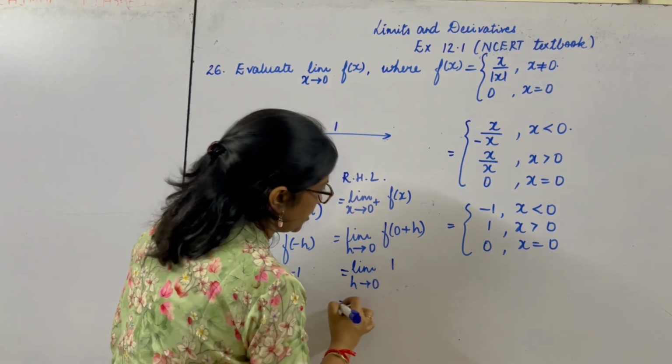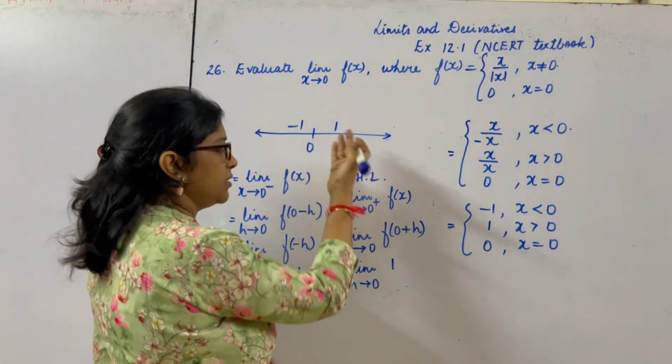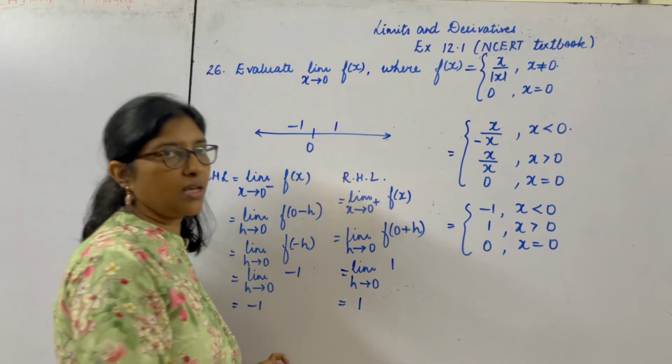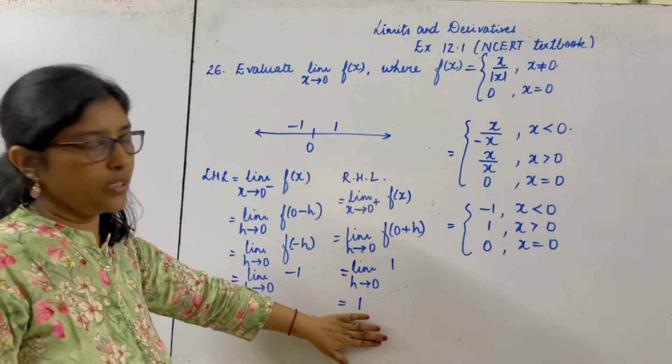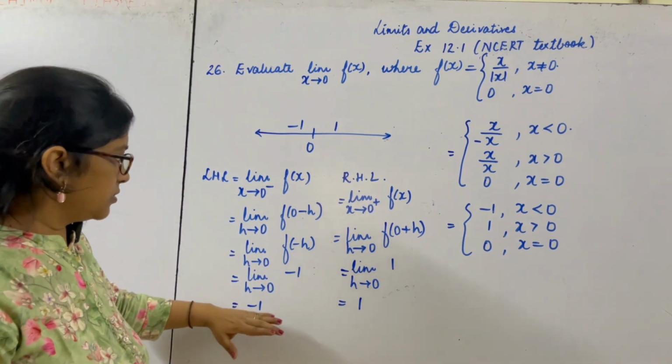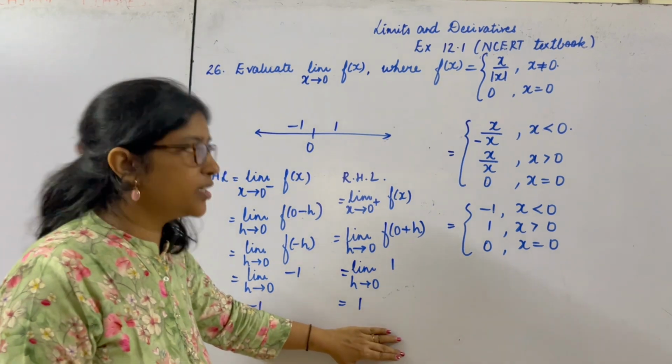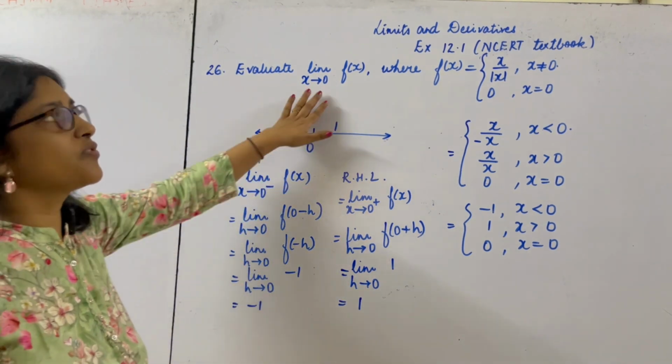We are supposed to write h wherever there is x once again, but since it is constant, it's going to stay the same. And the limiting value will also be the same. So the left hand limit is minus 1, the right hand limit is 1, and that's why the limit of this function also does not exist.